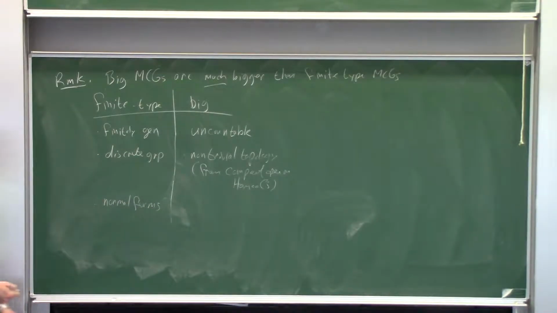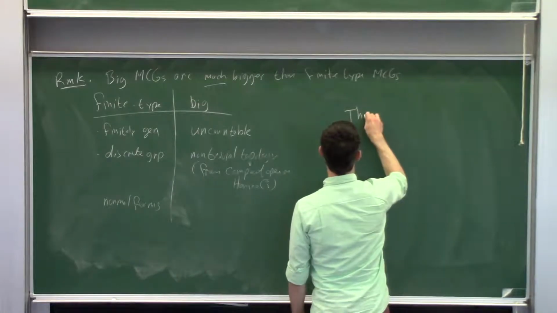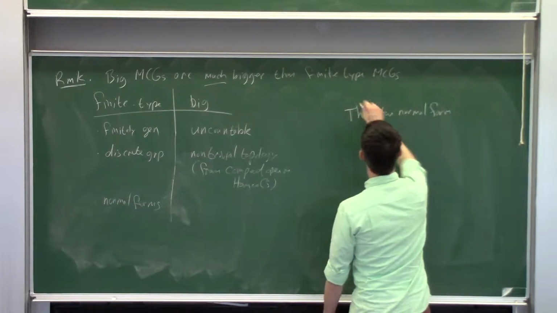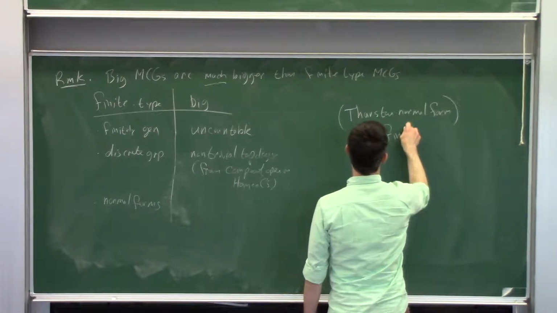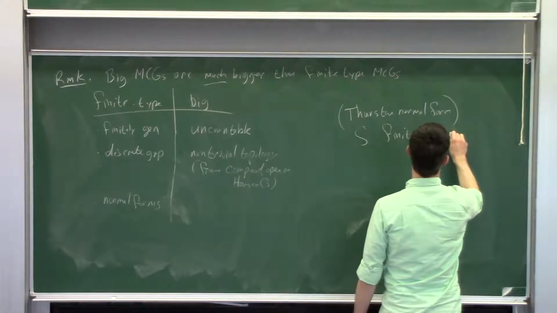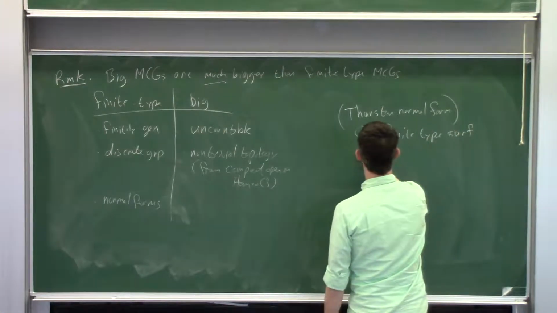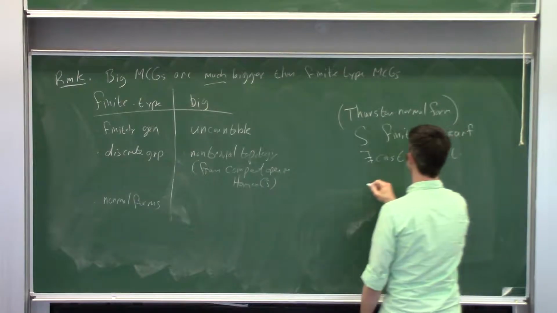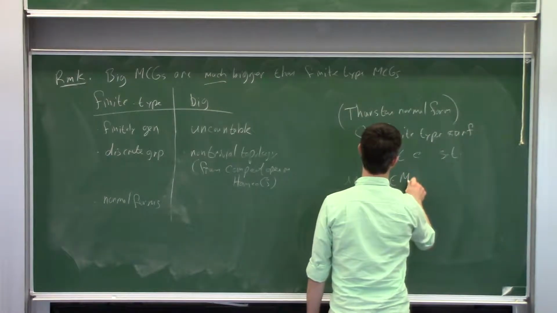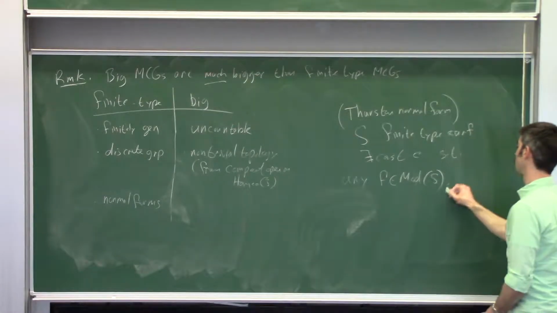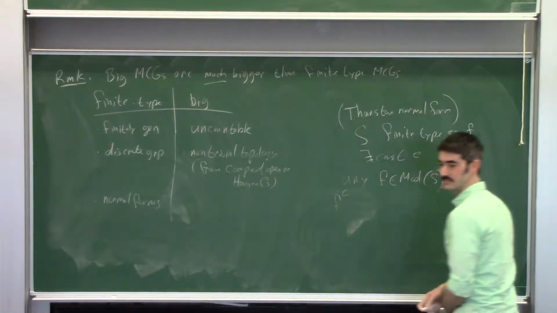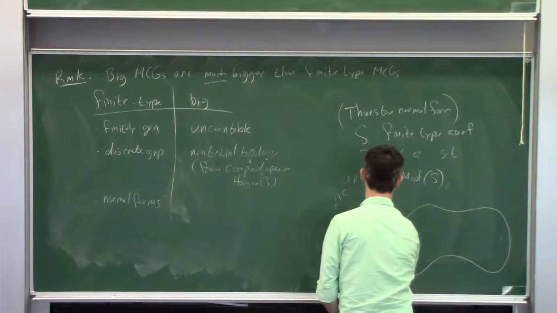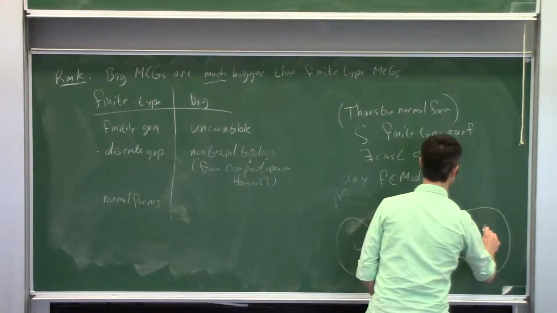Normal forms for elements. Let me remind you that this is Thurston normal form. So S is a finite type surface. There's a constant C such that for any element f of the mapping class group, if I look at f raised to the power c, some fixed number, then it always looks a certain way. So it looks something like this. All these genus everywhere.